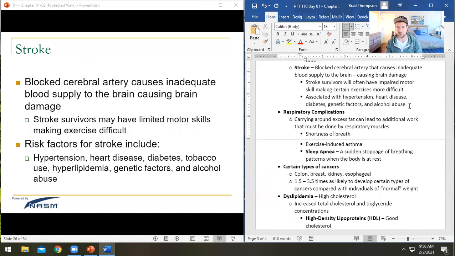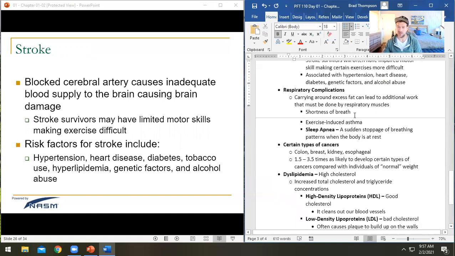It's not necessarily going to treat the stroke, but it will prevent the stroke from doing any more damage, right? Again, stroke is associated with hypertension, heart disease, diabetes even, and alcohol consumption as well has been linked to stroke.